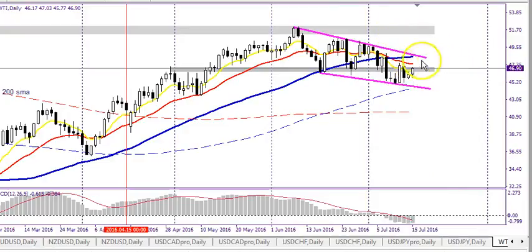Oil has actually gone up to the resistance area right here. However, we have to wait and see. If oil goes higher, then in the short term the U.S. dollar will be weaker against the Canadian dollar. However, if it is rejected and comes back down again, then you can look for buying opportunities with the USD/CAD.